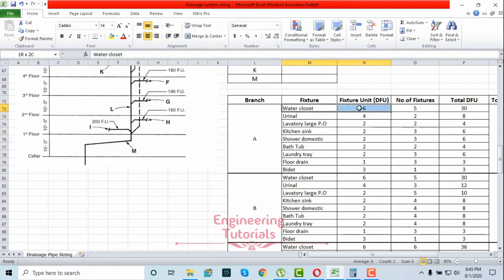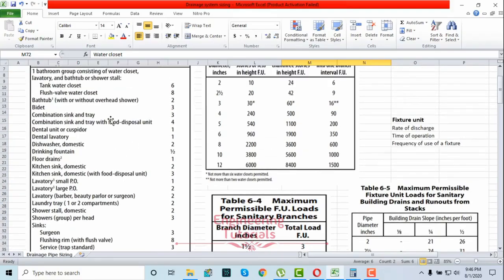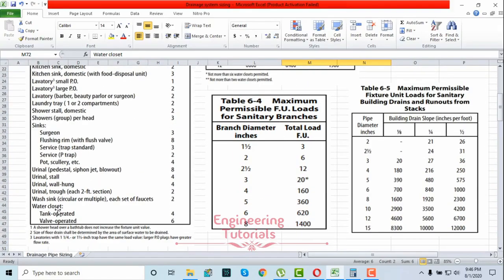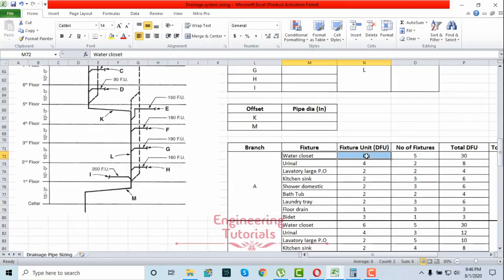So for example, water closet, you can see the drainage fixture unit value. You can see the water closet over here. Since we are using the valve operated water closet here, we are going to use this value 6. So water closet drainage fixture unit value is 6. So you can write 6 here. In the same way, you have to write the drainage fixture unit value for each and every fixture.